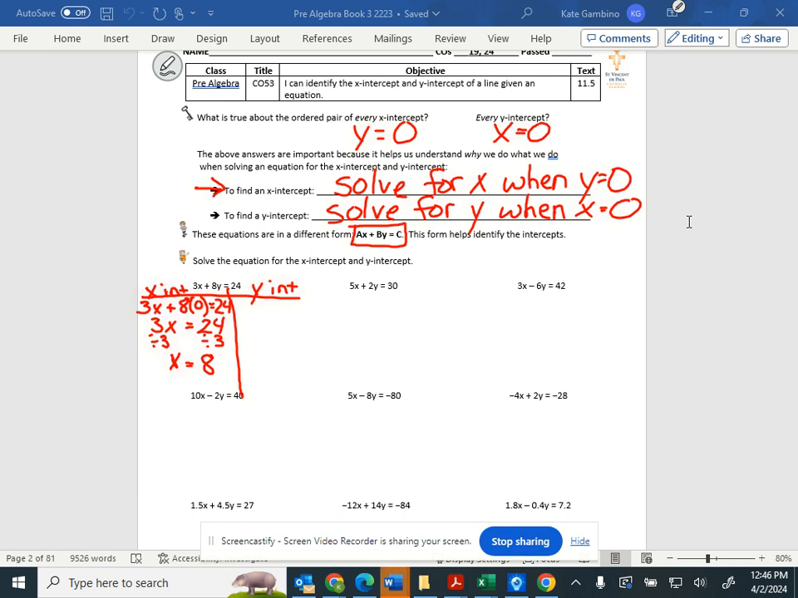So what is my ordered pair for the X-intercept, Grace? 8, 0. So I know my ordered pair is 8, 0 for that X-intercept. That is my final answer. The X-intercept is an ordered pair. The X-intercept is not X equals 8. You have to put it as an ordered pair. Does that make sense? Yes.